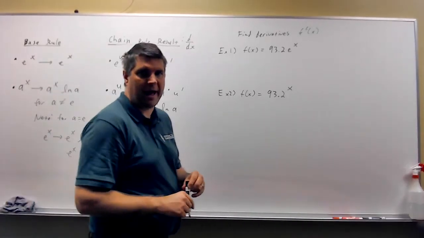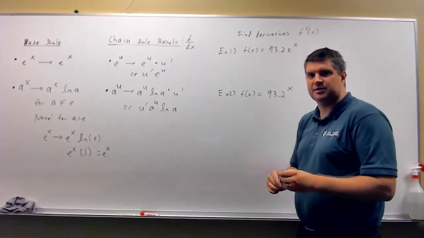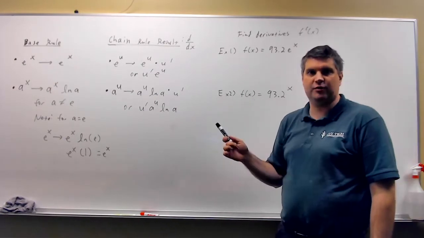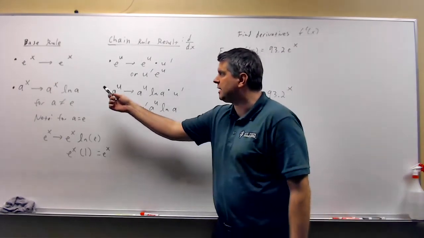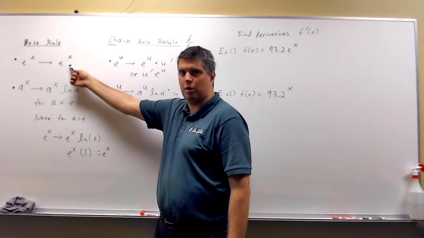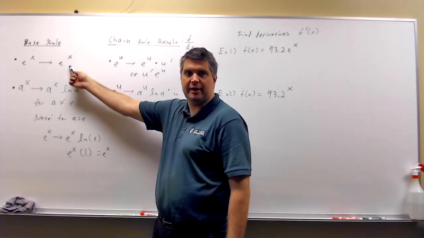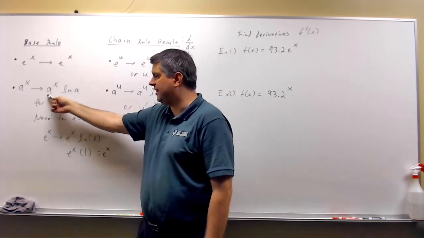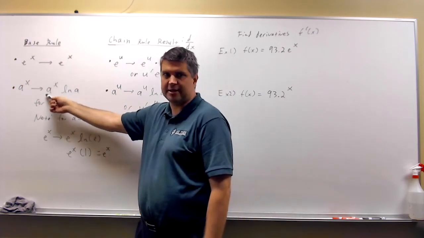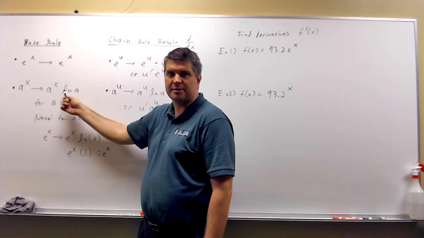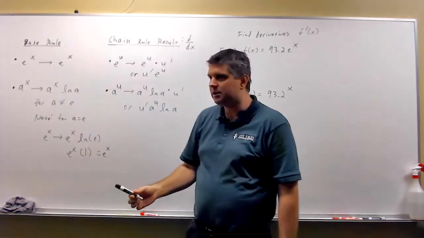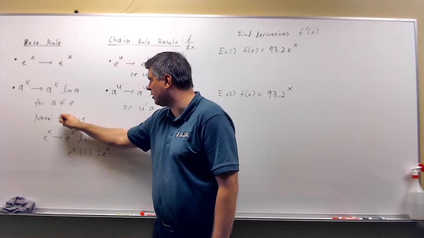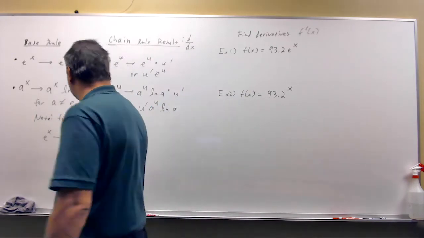I'd like to talk about some derivatives. Derivatives of exponential functions. So the basic rules are these two. e to the x is its own derivative. Any other base will differentiate as the original exponential expression times the natural log of the base. Now, this rule does work for a equals e.